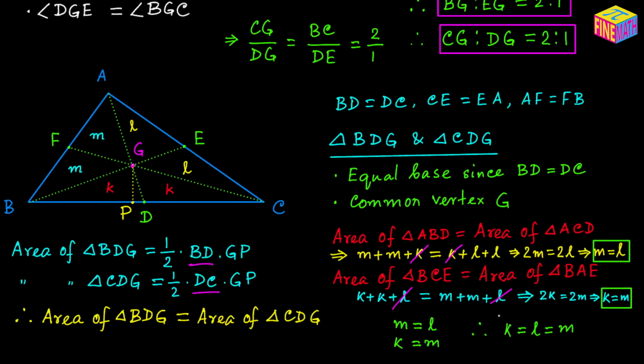And that is the most important part of this theorem, that the area of each of these little triangles is actually equal. As we can see right here, we have been able to prove that K is equal to L and also L is equal to M. So essentially the area of each of these 6 smaller triangles is actually equal. And that's exactly what we needed to prove as part of the second part of this theorem.